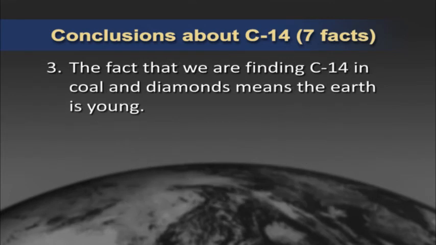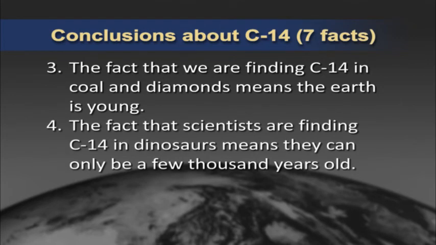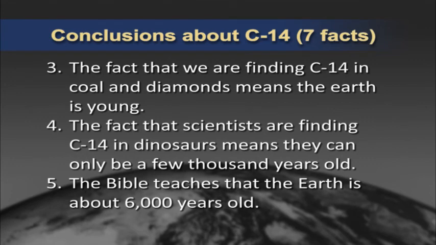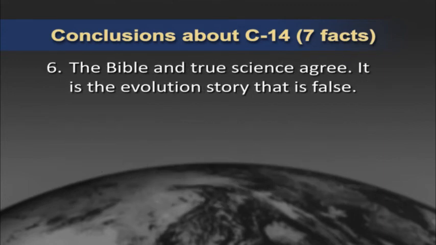Fact 3, the fact that we are finding carbon-14 in coal and diamonds, as we reported in session 1 of carbon-14, shows that this earth also must be very young. Fact 4, the fact that we're finding carbon-14 in dinosaurs all over the world indicates dinosaurs can only be thousands of years old and not millions. Fact 5, the Bible clearly teaches the earth is only about 6,000 years old. Fact 6, the Bible and true science agree. It is the evolution story that is false.